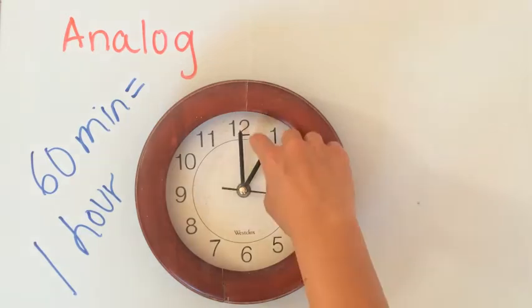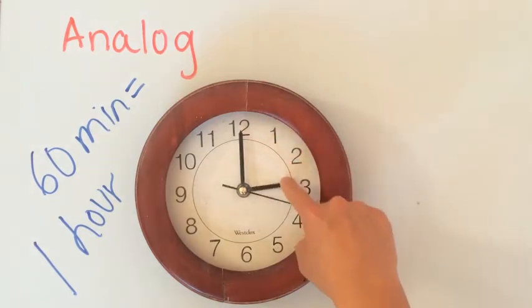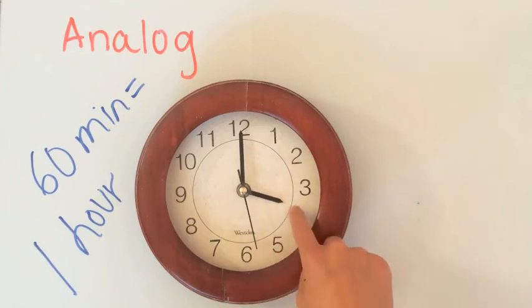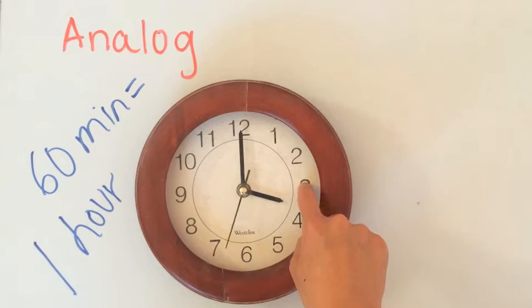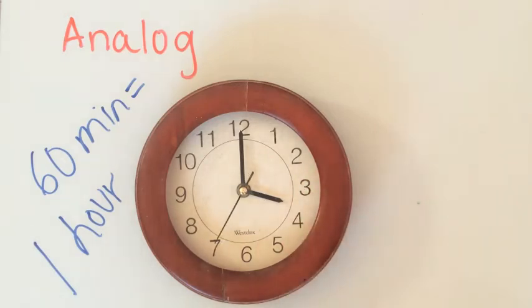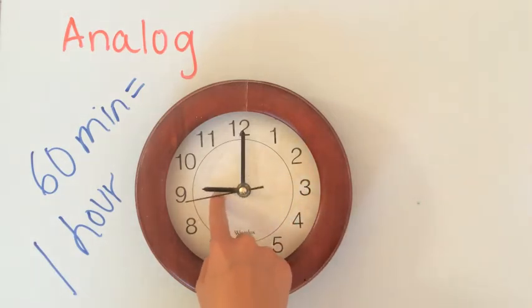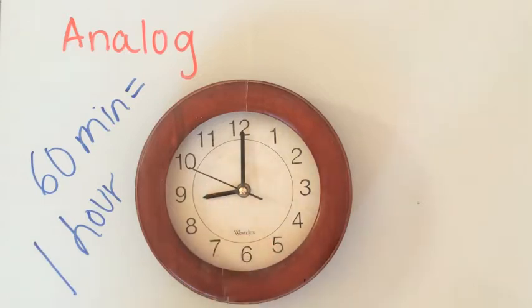But what if the hour hand is in between two numbers? For example, what if it's in between 3 and 4? What would the hour be? Well, the hour will always be the number that had passed. So in this case, it would be 3. Now, if it's in between 8 and 9, it passes by 8, it didn't pass by 9 yet, so the hour would be 8.